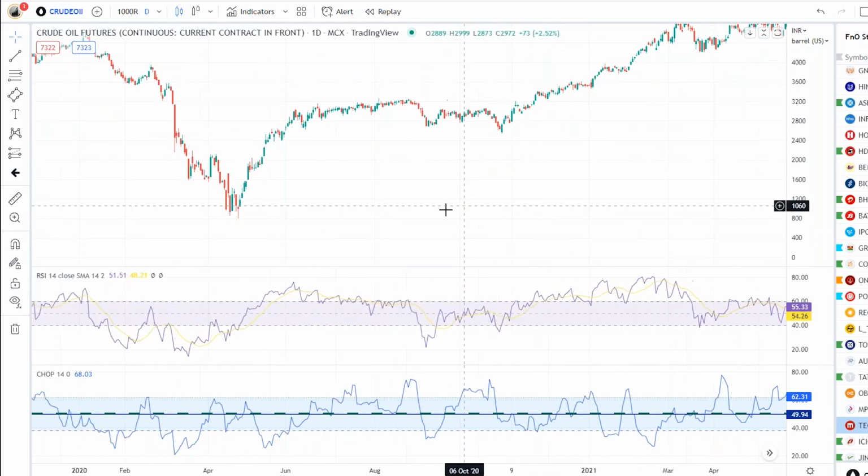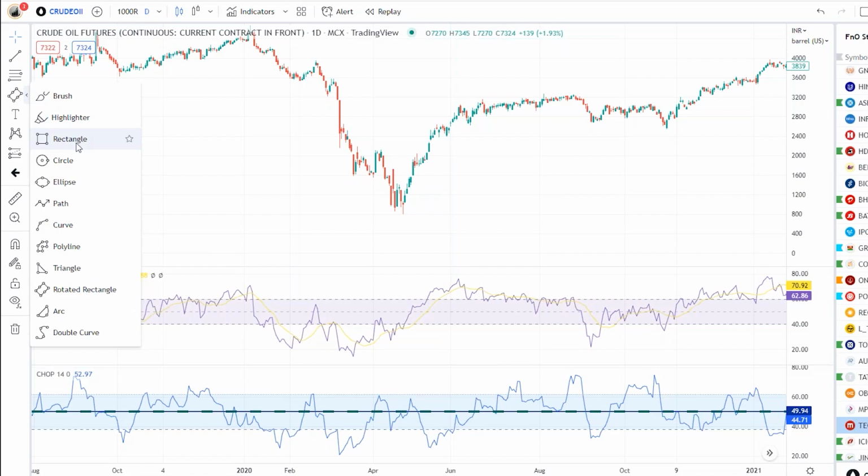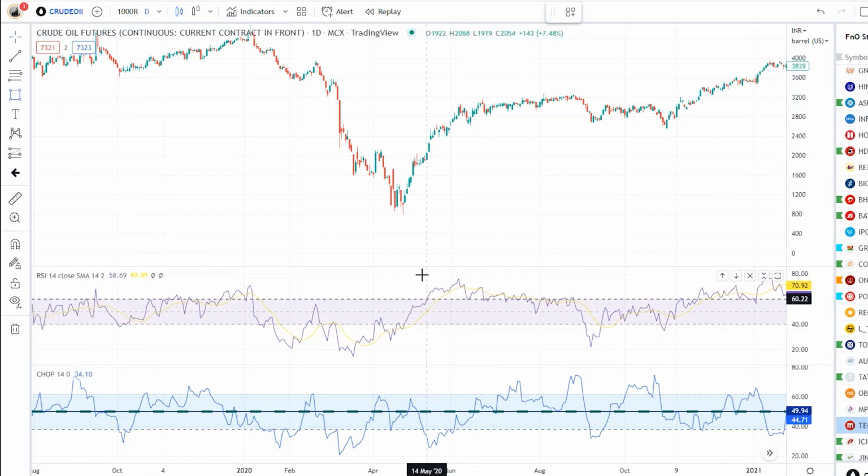So I can see one scenario out here. See here, RSI went above 60 and choppiness went below 50, right? Both of them are in unison, right? Together. This is happening together. Now what I'm going to do, I'm going to mark something which I can keep watching later. So somewhere here, this is the time, the day here is 14th of May 2020.